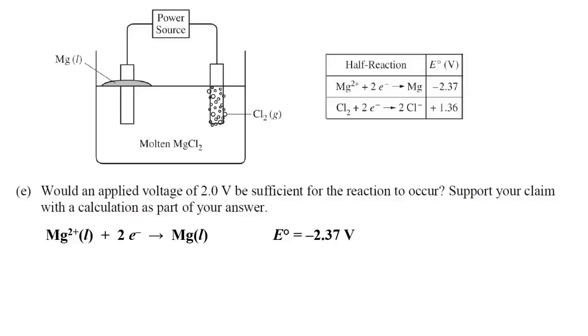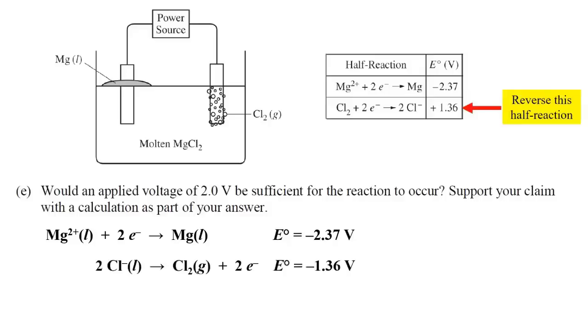The other half reaction is listed in the table as a reduction, but we have to flip that around because we know it's going to be an oxidation. So we have to reverse that half reaction. So now it's going to be 2Cl minus on the left, and it's going to be Cl2 plus 2 electrons on the right. Notice that because we had to reverse that reduction half reaction to make it an oxidation half reaction, we also changed the sign of the cell potential. So it was positive 1.36 volts when it was listed as a reduction. Now it is a negative 1.36 volts because we had to reverse that equation.